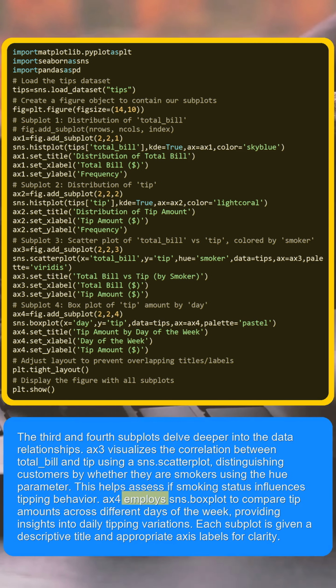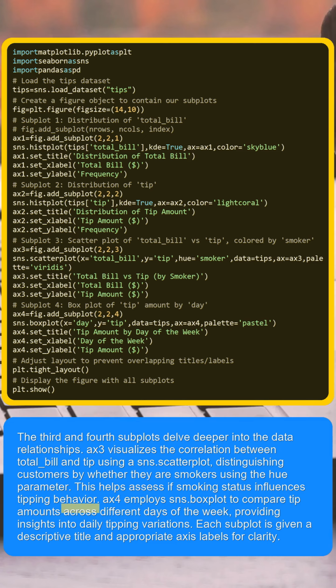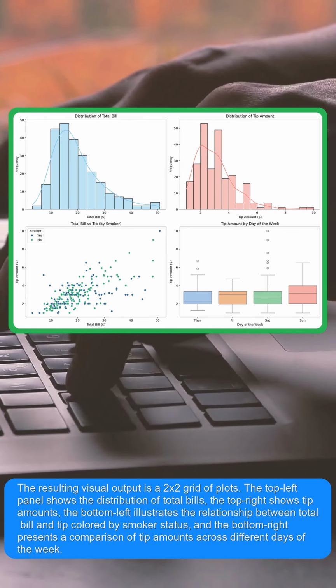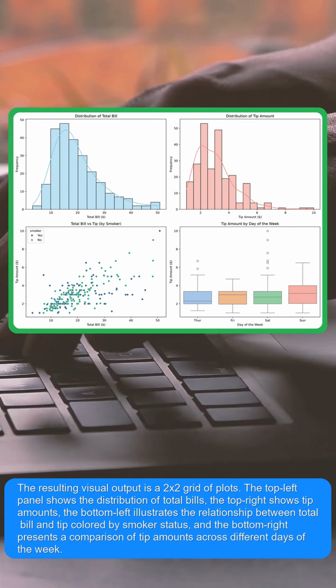ax4 employs sns.boxplot to compare tip amounts across different days of the week, providing insights into daily tipping variations. Each subplot is given a descriptive title and appropriate axis labels for clarity. The resulting visual output is a 2x2 grid of plots.